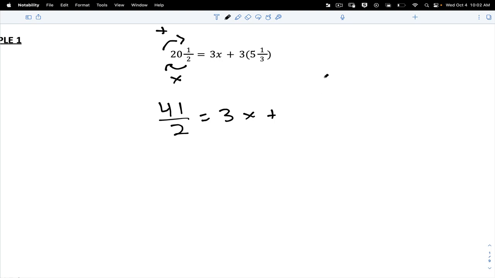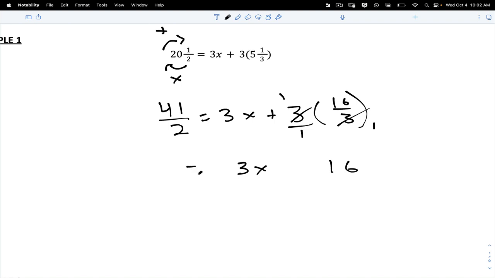3x is not a fraction. And then 5 1/3 is not an improper fraction. What's the improper fraction for this one, Colton? 16/3. That works. Okay. From here, I'm going to simplify anything I can. If I can simplify it and it doesn't make a fraction, that's even better. So 3 times 16/3 will ultimately just fraction bust on its own. So let's do that to make it simpler. That's 1 times 16, which is 16. 3x is left over here. And 41/2 is over here.